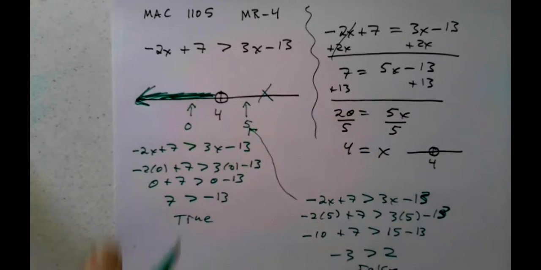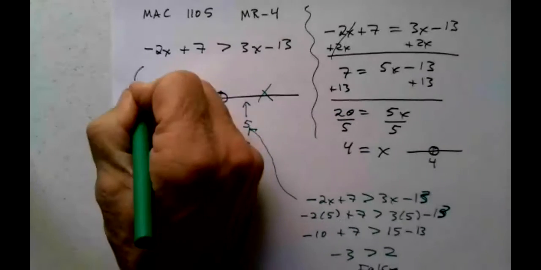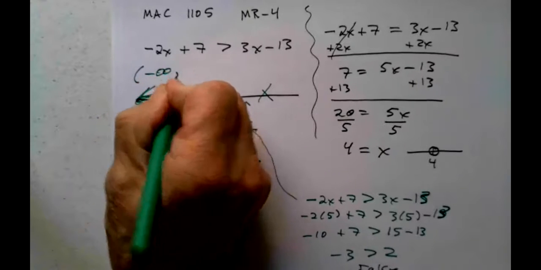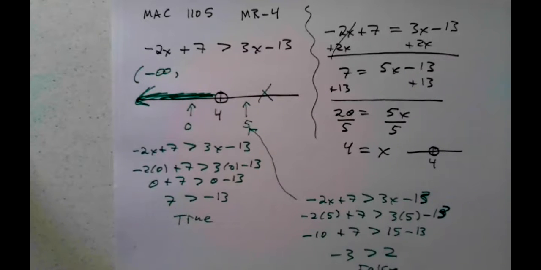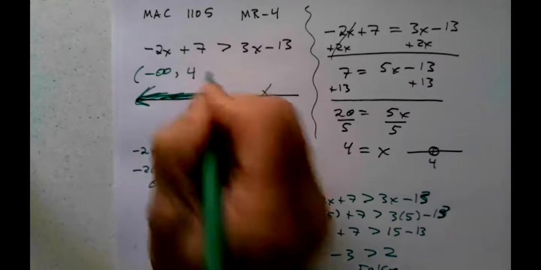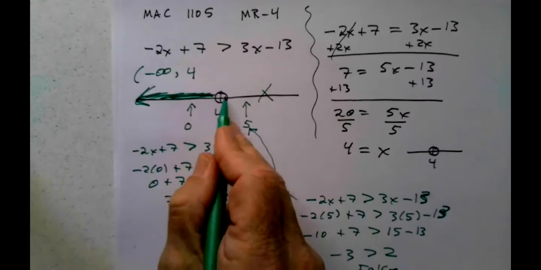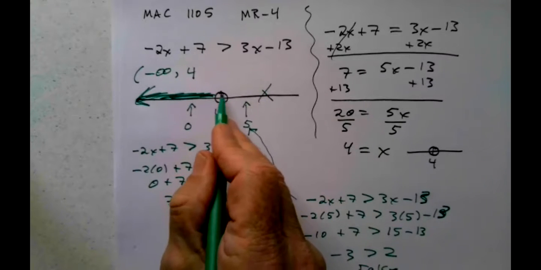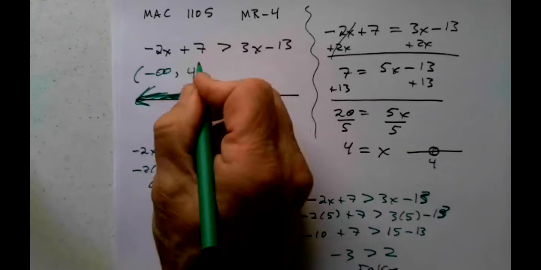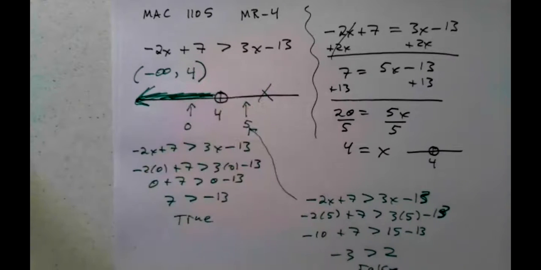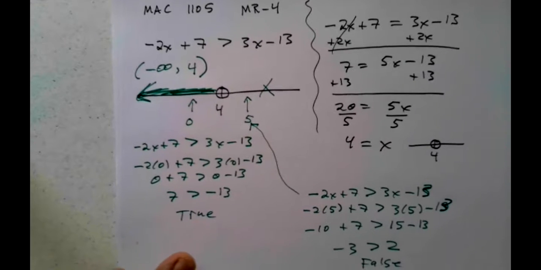So in interval notation, always go left to right. How far does it go? To negative infinity. How far on the right does it go? To 4. What kind of ending symbol do we have here? It's an open circle because of greater than, so that will be a round bracket. If it were greater than or equal to, it would be a square bracket. So that is our interval notation for that.